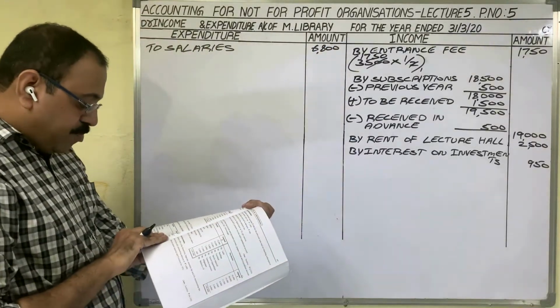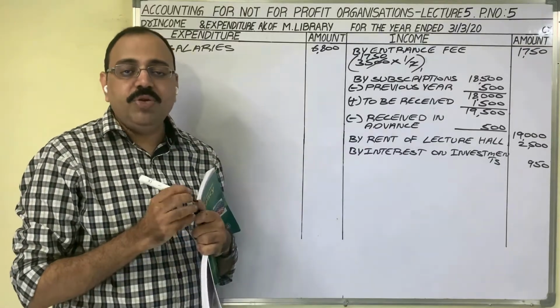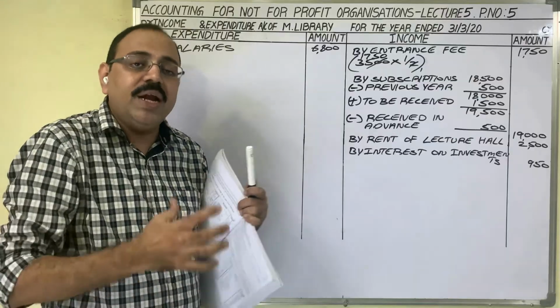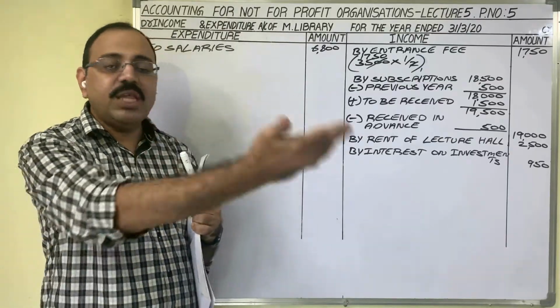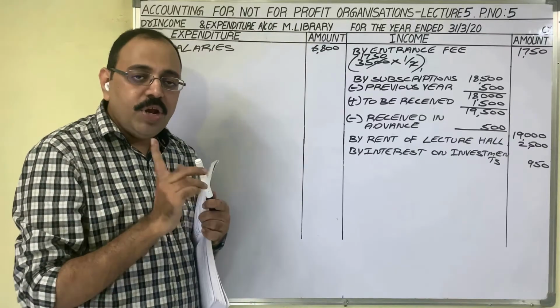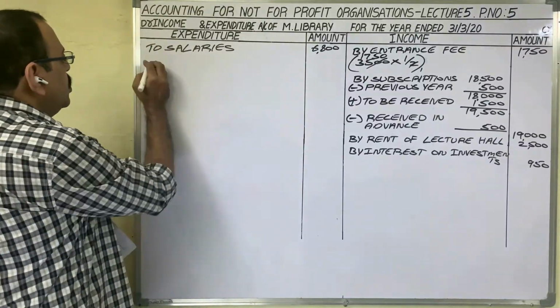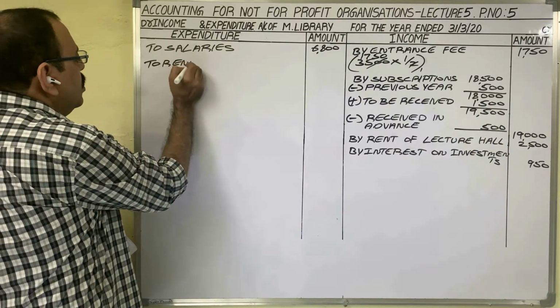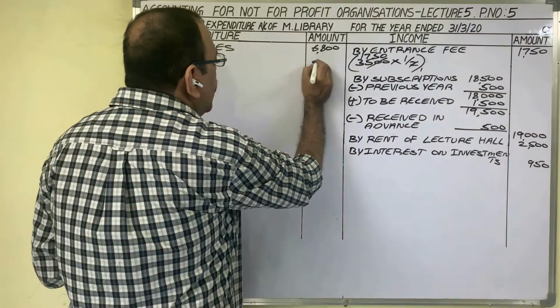Next one, by rent 5,250 rupees. So this organization has taken some premises on rental basis. So every month they have to pay rent. This is revenue payment. Revenue payments appear here only now. To rent. No adjustment. So amount directly in outer column.